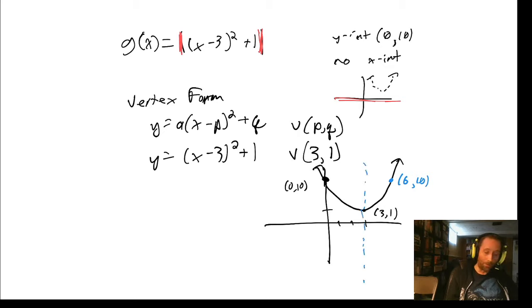We have an axis of symmetry here through the vertex. So if we go 3 to the left and we get to (0, 10), going 3 to the right also has to get us to a y value of 10. Okay, not needed, but interesting.